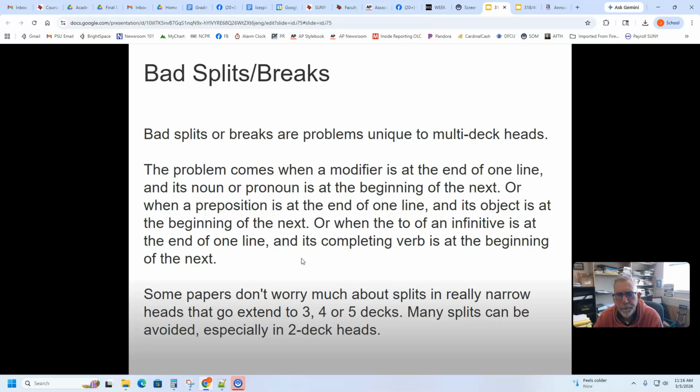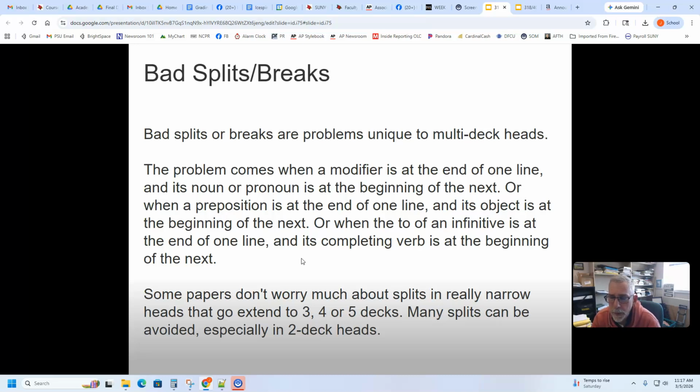It's the same thing, really. They're a problem unique to multi-deck headlines, especially multi-deck headlines that are not really narrow. In a really narrow headline, which is just one word, another word, like 4 words vertically in a very narrow spot on a page, well, there have to be splits. It has to be completely split up, right? We're not talking about that. We're talking about headlines. Perhaps imagine just a 2-deck headline over 3 columns, 36 point or something.